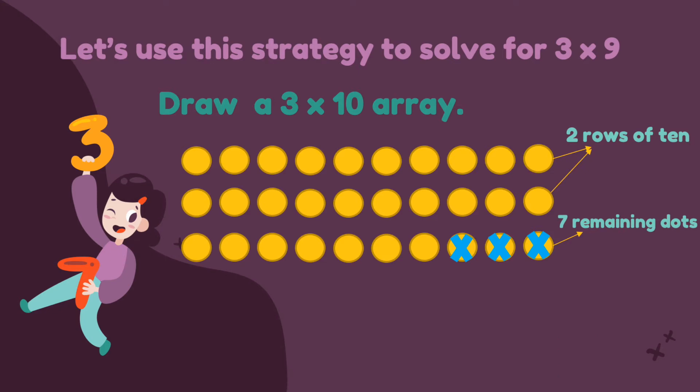So now let's think, what's the value of 2 rows of 10 and 7 left over? 2 rows of 10 with 7 left over. What's that value? Write it down. All right, now check it with mine. So that tells us that 3 times 9 is 27. Awesome. All right, erase your board or go to another space on your piece of paper because we've got one more to solve using this strategy.